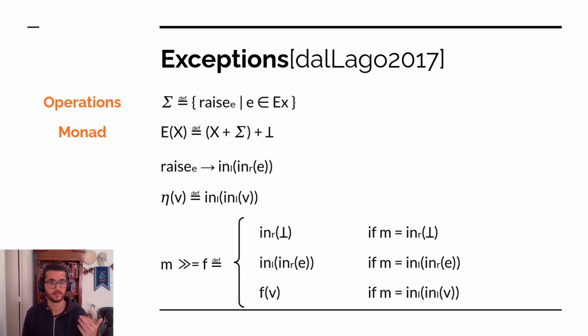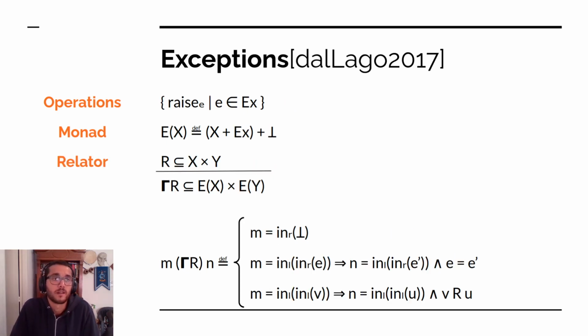We can interpret raise E, which raises the exception E, as injecting in the left and then in the right the element E. We can also define the eta, or the return function, as just injecting a value in the left and then in the left. And the bind operator simply performs case analysis over the first computation and then propagates its behavior.